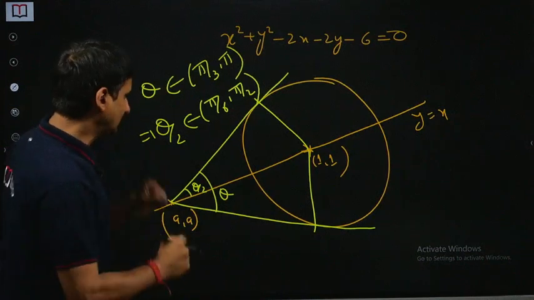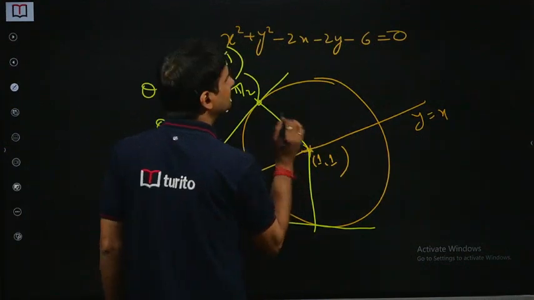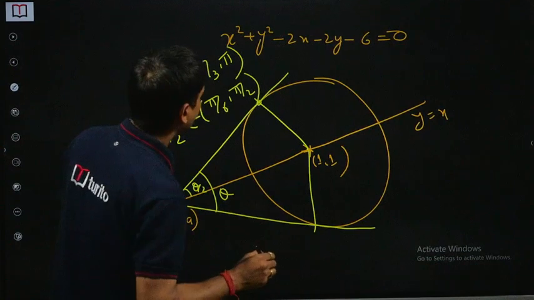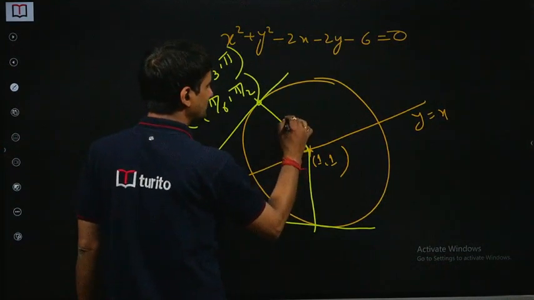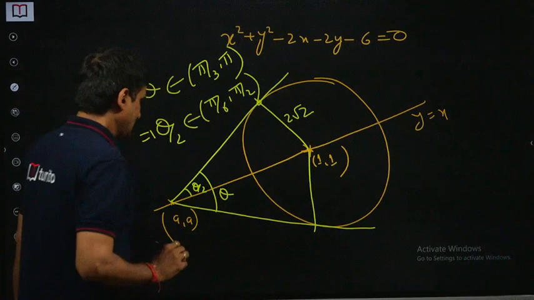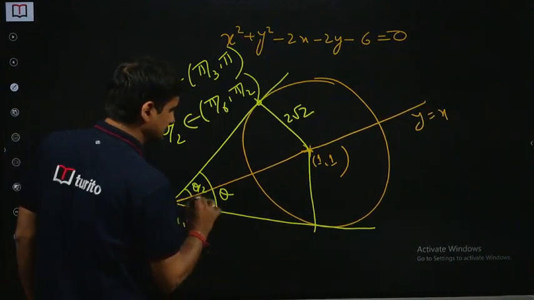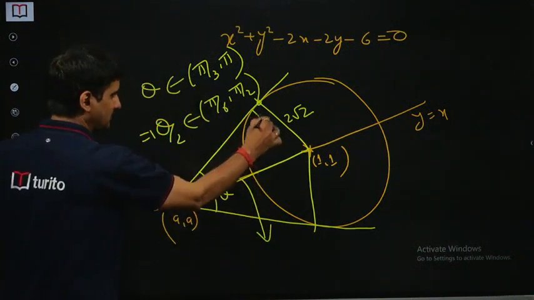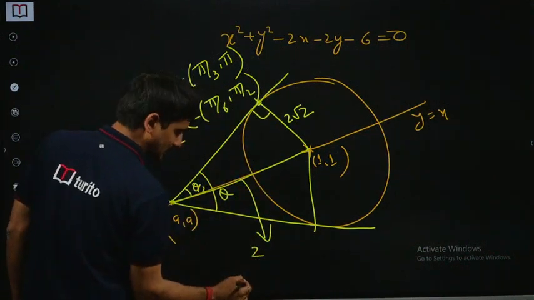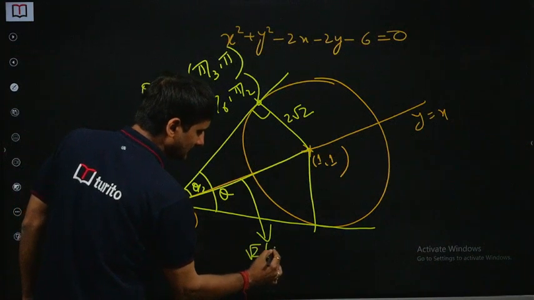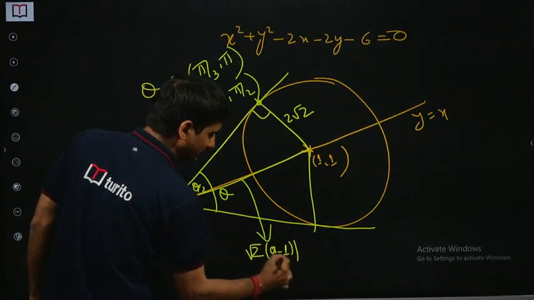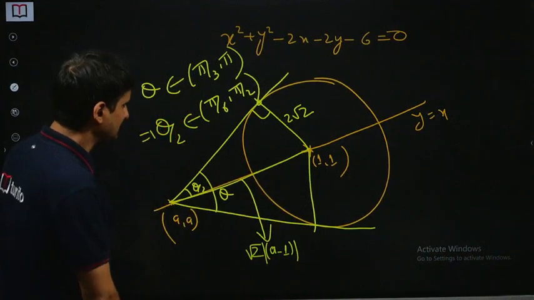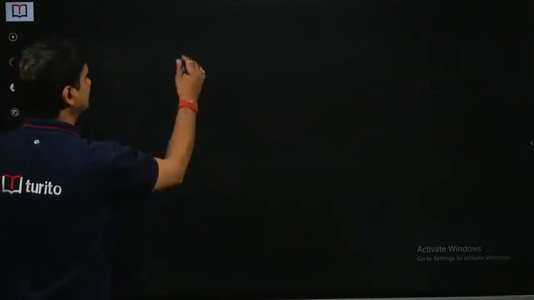Now, this radius is known. How much is it? 6 plus 2 is 8, so it is 2 root 2. And this distance is also known. This length, which is the hypotenuse here, is 2 root 2 times mod of a minus 1. Of course, I will put it within mod. So that's the length. Now I will use sine theta by 2.